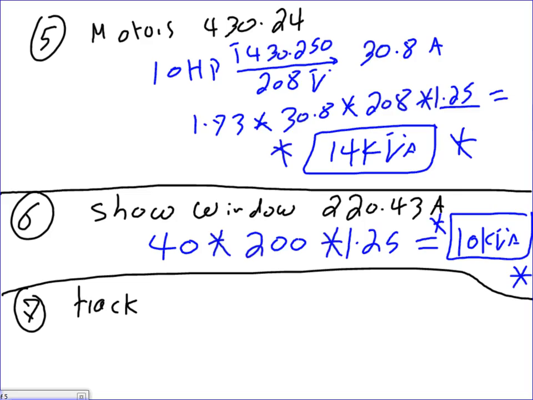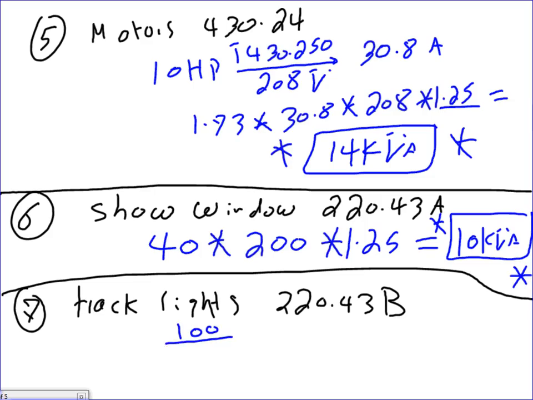So for track lights, my friend, this is coming from 220.43(B). 220.43 and a B as in boy. Track light, it says for every 2 feet, you give 150 volt-amps. Okay? So how are we going to do the math? How many feet did Spencer design for this building? 100. So here's my 100 feet, divided by 2, and multiplied by 150.